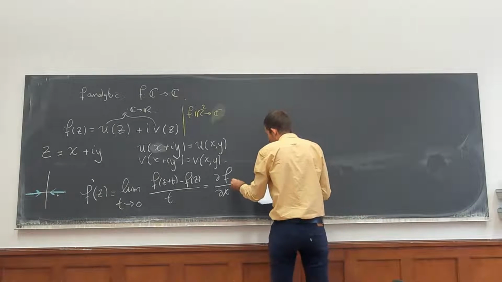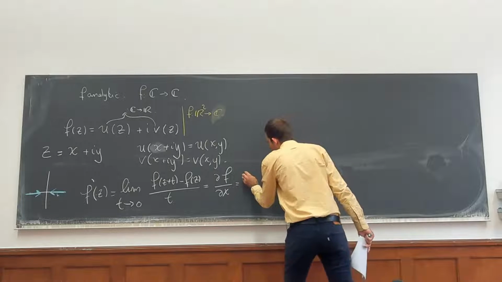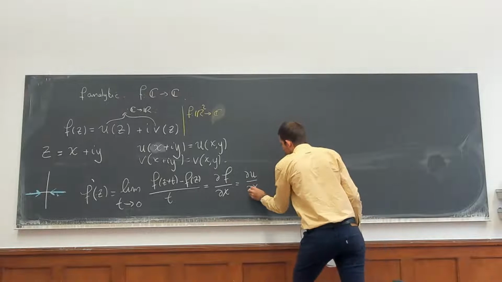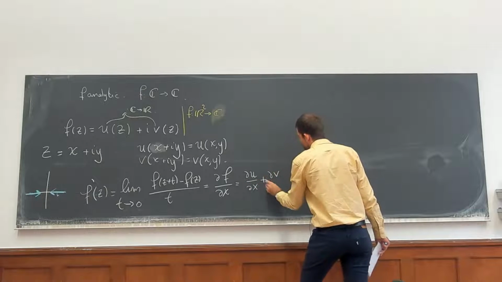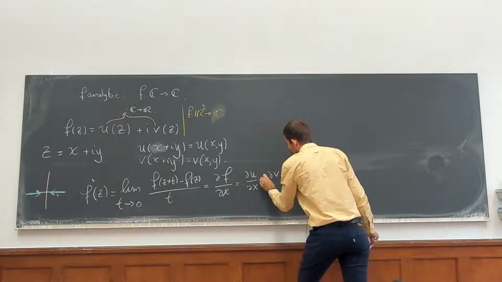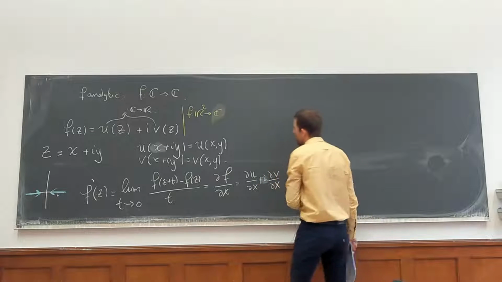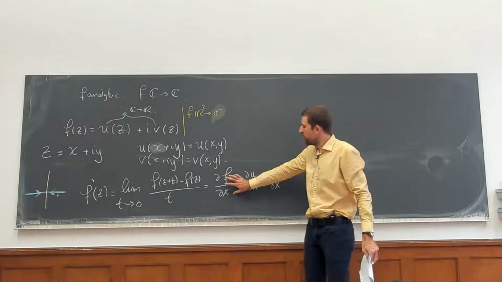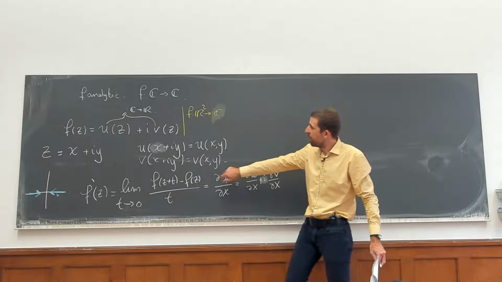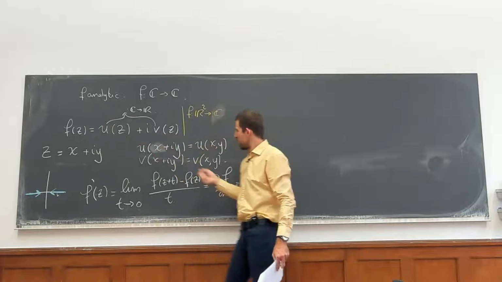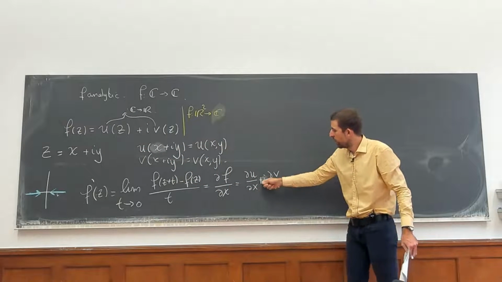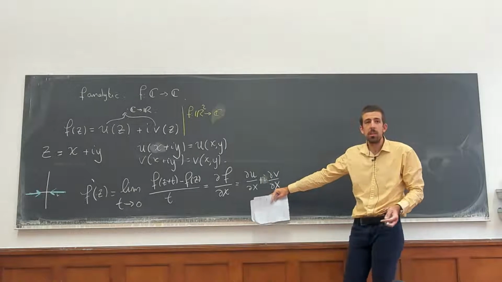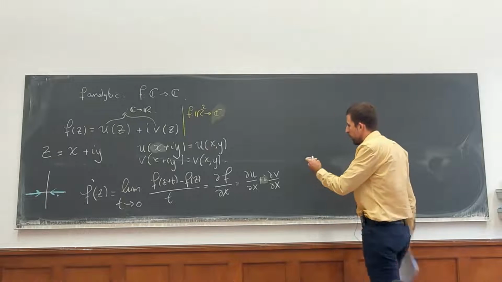Okay, so what is this? Because of how we define things, this is just the partial derivative of u with respect to x plus i times the partial derivative of v with respect to x. So I take the partial derivative of f with respect to x, but f is equal to u plus iv, so I just get the partial derivative of u with respect to x plus i times the partial derivative of v with respect to x. And now these functions are legitimately functions from R2 to R.